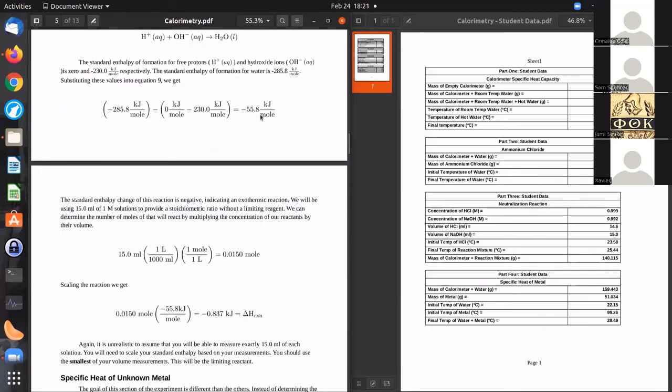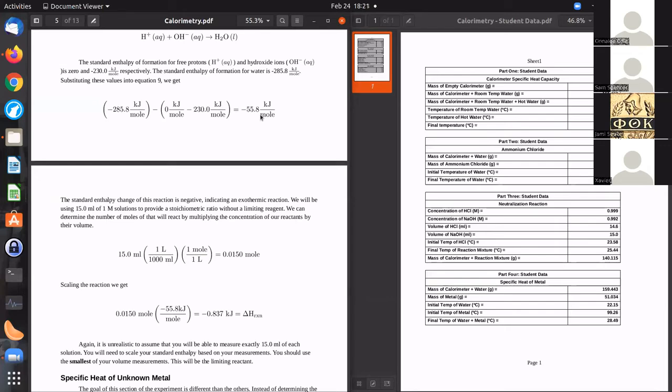And I see that I'm getting negative 55.8 kilojoules per mole for this one. Okay. Now what I need to do is find my limiting reagent again, just like we did last week.